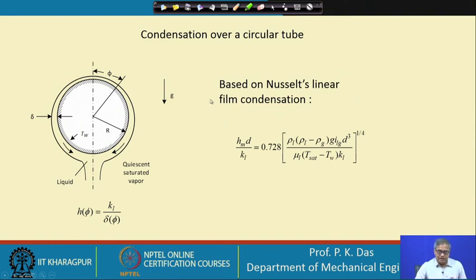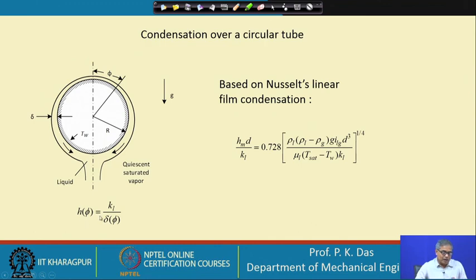Based on Nusselt linear film condensation theory, if there is a tube and the film will be like this, we get the overall heat transfer coefficient, h D by k_L, where L is liquid, this is the Nusselt number. So, the Nusselt number we get by this formula. Rho L is the liquid density, rho G is the gas density, h_LG is the latent heat of vaporization, g is the gravitational constant, D is the diameter, mu is the viscosity, k is the thermal conductivity, and L is the subscript for liquid. So, this is the formula for the Nusselt number.